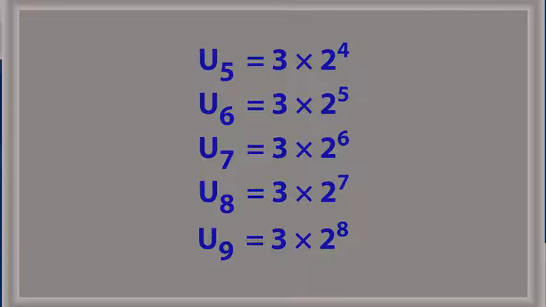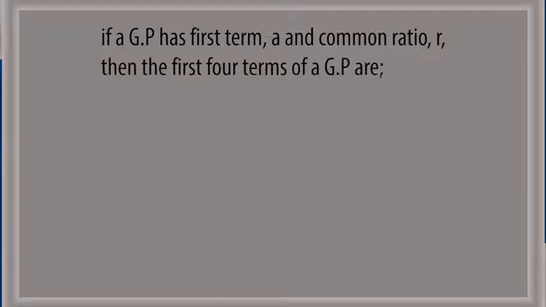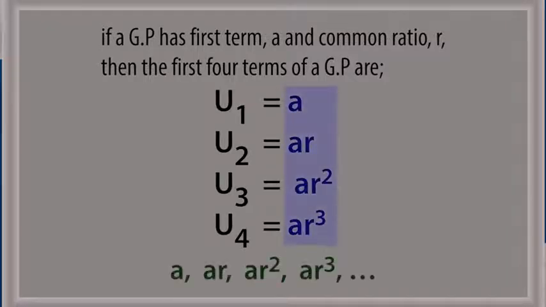So we say in general, if a GP has first term A and a common ratio R, then the first 4 terms of that GP will be given by U1 is equal to A, U2 is equal to AR, U3 is equal to AR squared, and then U4 is equal to AR cubed. That is, our sequence becomes A, AR, AR squared, AR cubed, and so on.